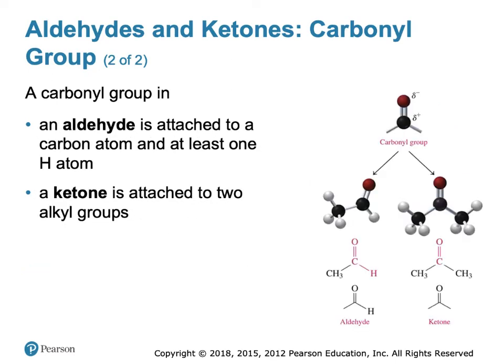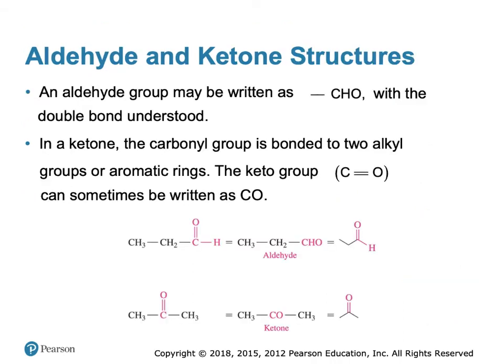In an aldehyde, you are going to have a carbon on one side and a hydrogen on the other of that carbonyl compound. So here's my carbonyl. For an aldehyde, you have a hydrogen on one end. For a ketone, the carbonyl will be bonded to two alkyl groups. You may see an aldehyde written as CHO. The double bond is implied.